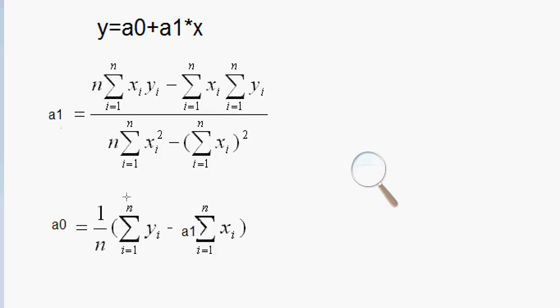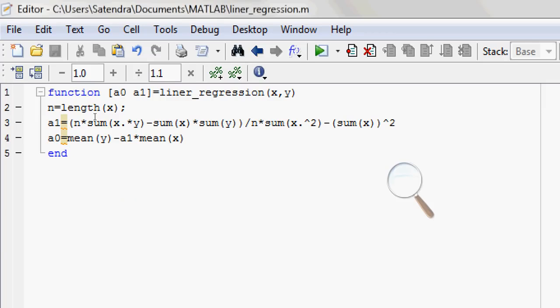So let's go back to Matlab. In order to save your time, I have already written the function in the script here. So let's take a look. This is my function with outputs a0 and a1 having the name linear regression, with inputs x and y.